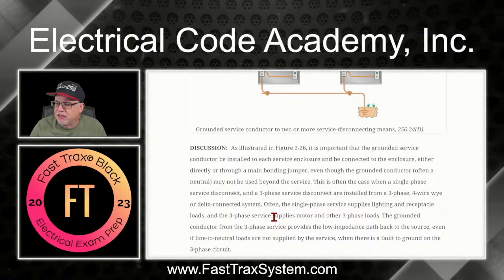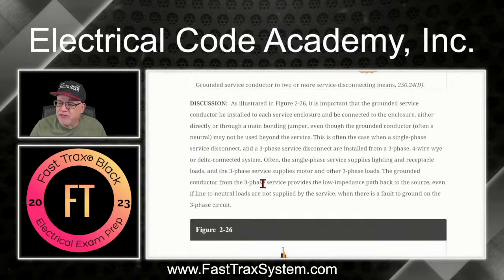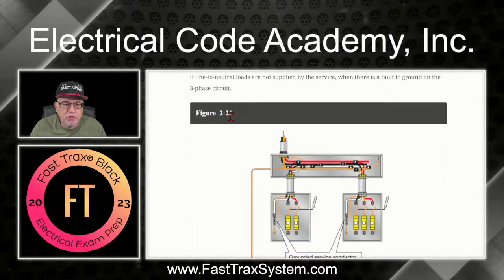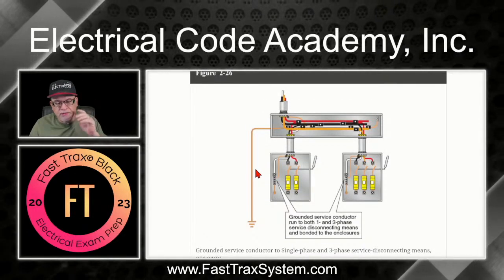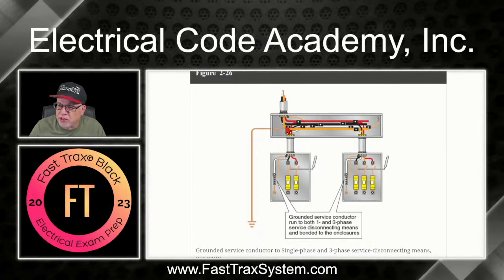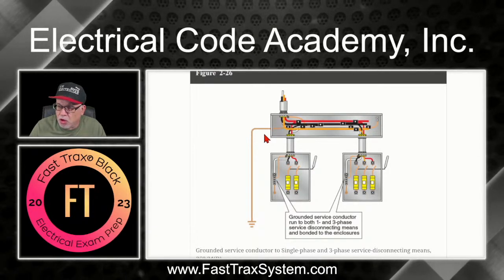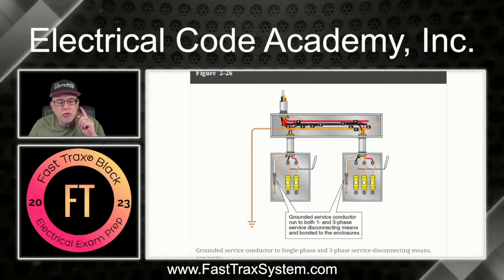All right, so let's look at a discussion a little bit here. We're going to be talking about this illustration right here, 2-26, so give it a good look. You can pause if you need to get a good look at what we're doing here. We are making a connection to the grounded conductor on the supply side. We're also able to bond this enclosure, this wireway, on the supply side. 250.142 allows me to use the grounded neutral conductor to do that.